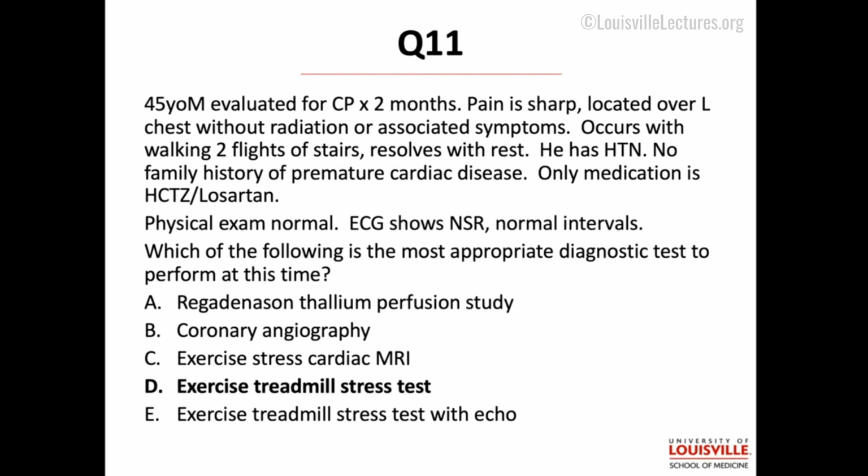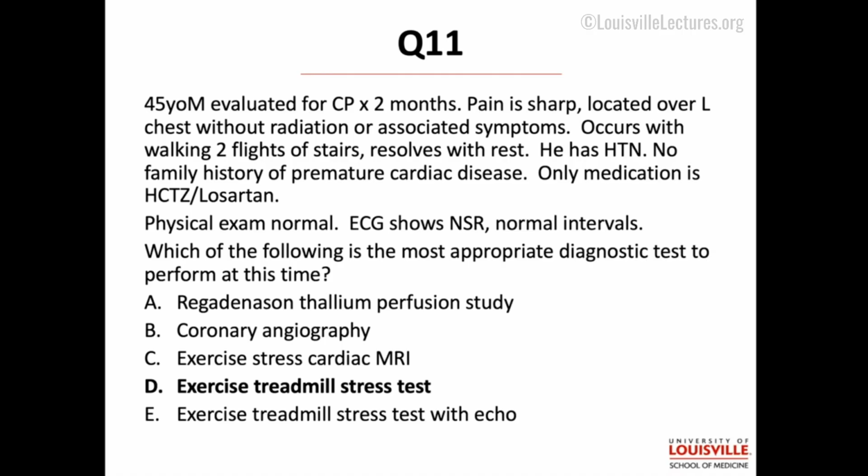All right, so this is a very classic question that boards love to ask, where the board's answer might be different than what you actually would do in practice. So this is a gentleman with chest pain. It is stable anginal type pain, right? It's occurring with 2 flights of stairs, resolving with rest. His risk factor is hypertension. EKG is normal. That's really key here.